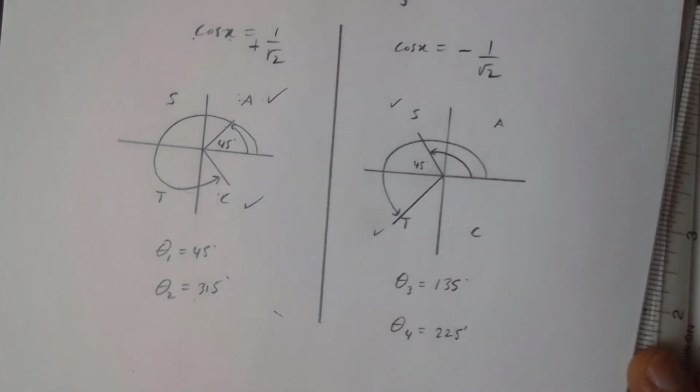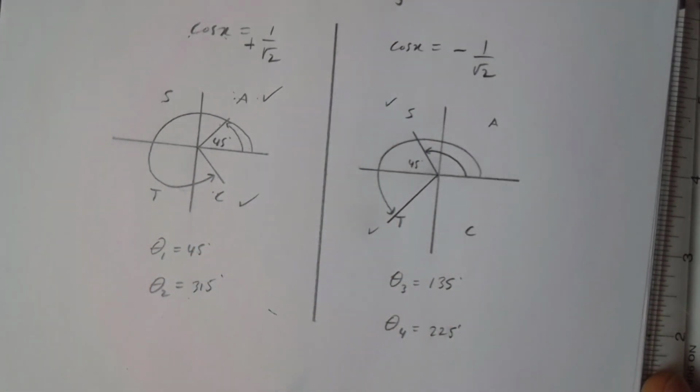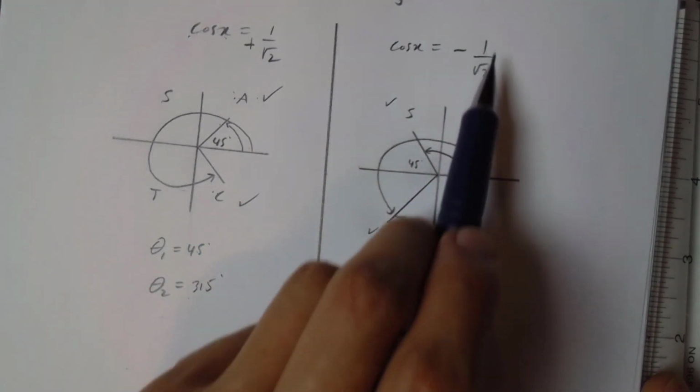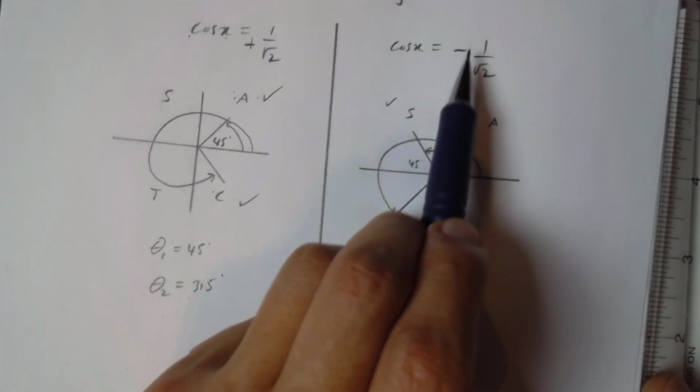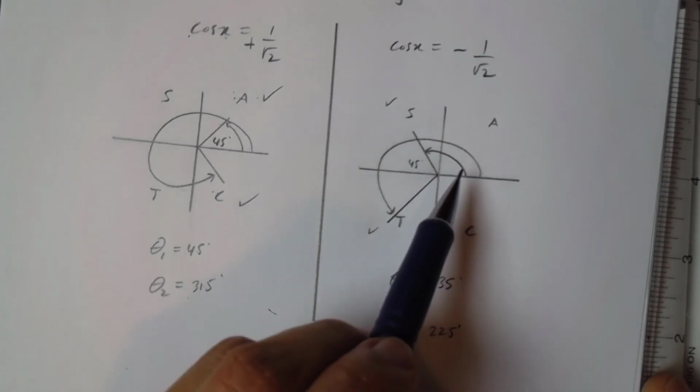The second half is similar. Cosine is negative in these two quadrants, and then we don't have to worry about the sign anymore. Just focus on the value. Cosine of what is 1 over root 2, and again the reference angle is 45. So we find the possible values.